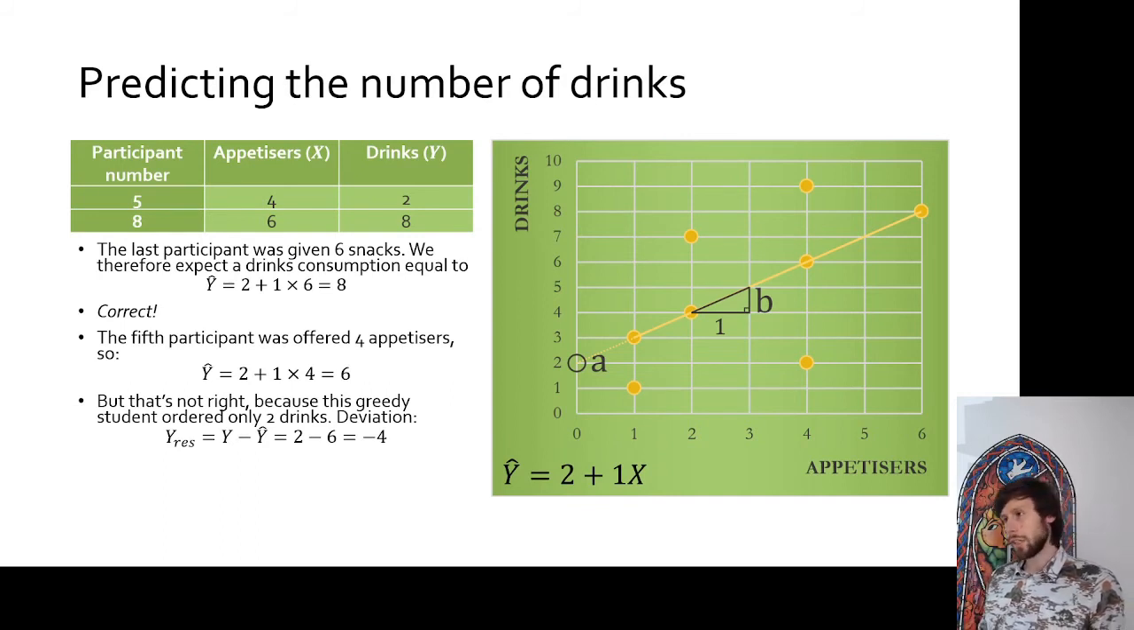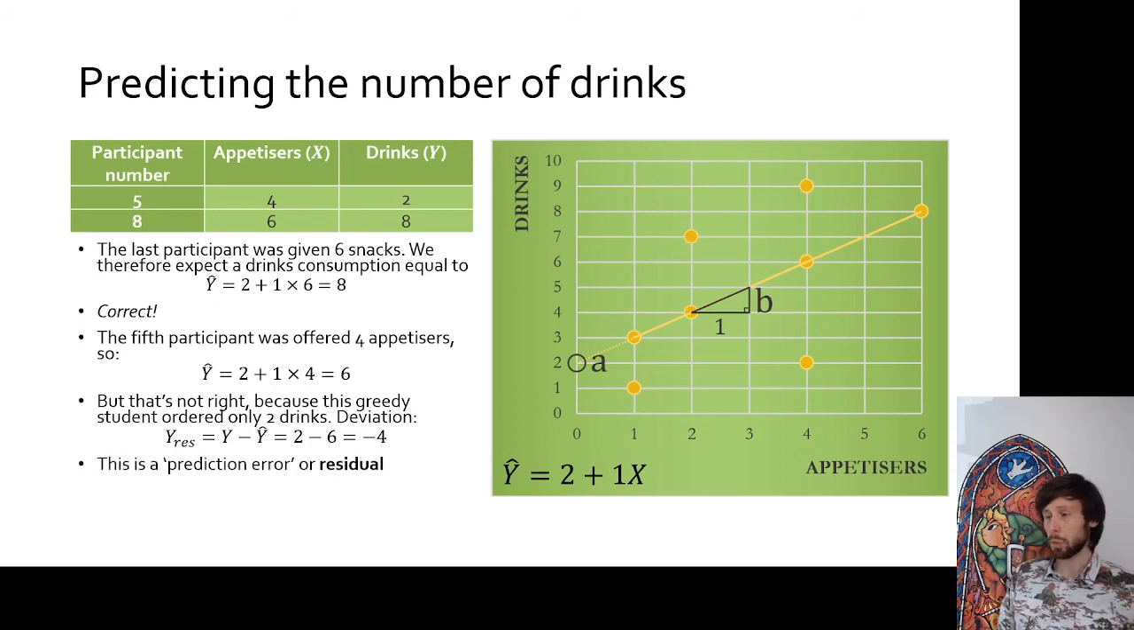So what you can say is they don't behave exactly in accordance with the general trend, which is of course quite normal. And what we can then do is express how far they are away from what we expected. What we can say is they actually ordered only 2 drinks, but we expected 6 based on the trend line. So that means they are 4 drinks below the expectation. That's the deviation that you can calculate. And we call this a residual.